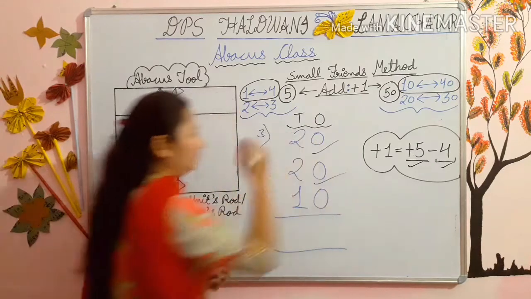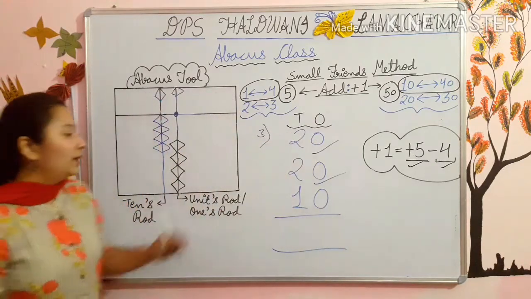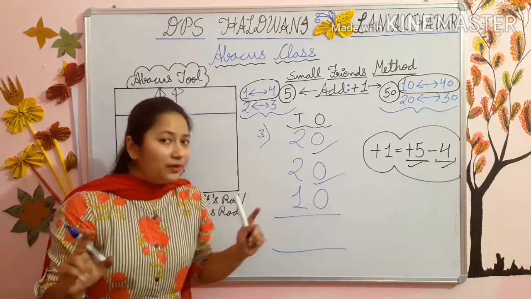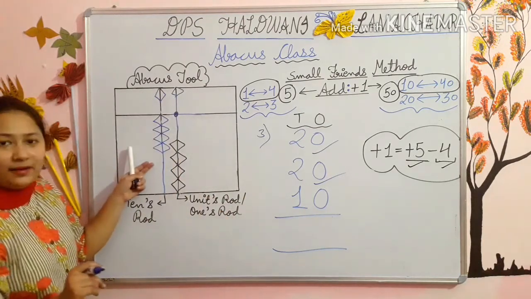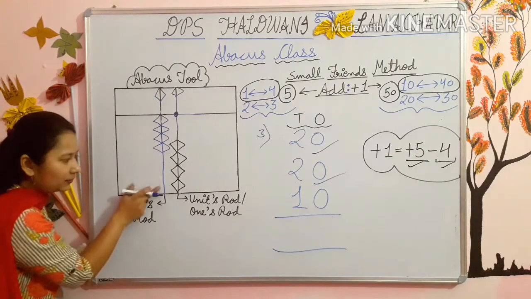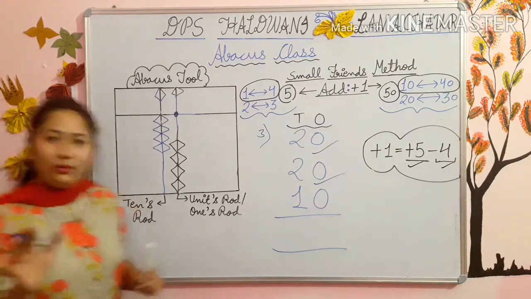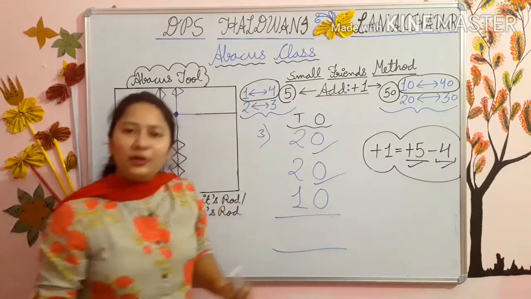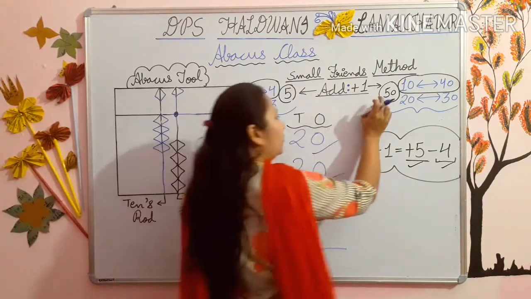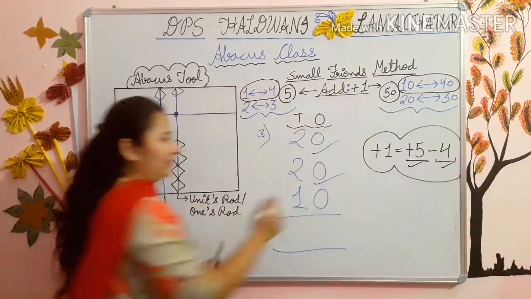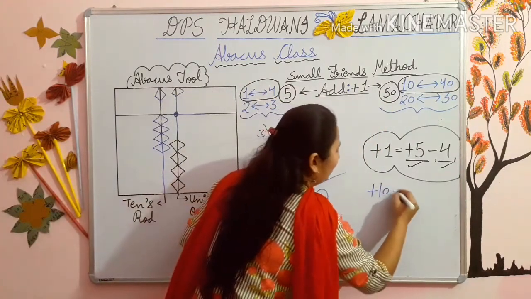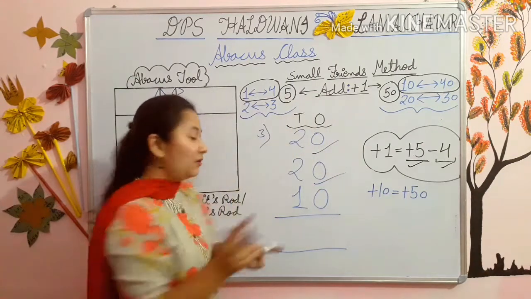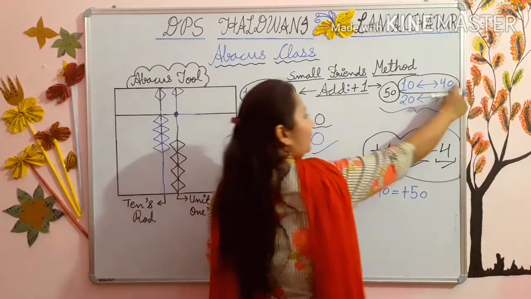This is also done. Now next, you have to add 10. आपको 10 add करना है. Now where you will add 10? You will add 10 here. And see, bead is there? No bead is there. You have to add 10. So for adding 10, what you have to do? First of all, you have to add 50. And then subtract the friend. What is the friend of 10? 40.